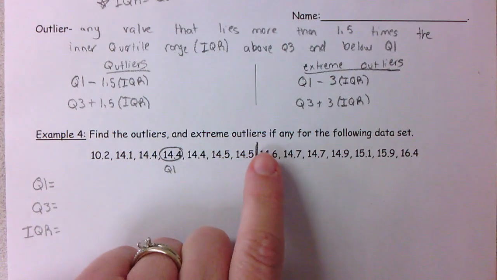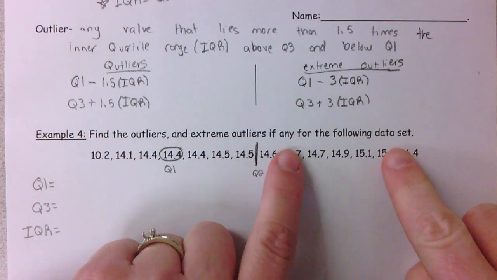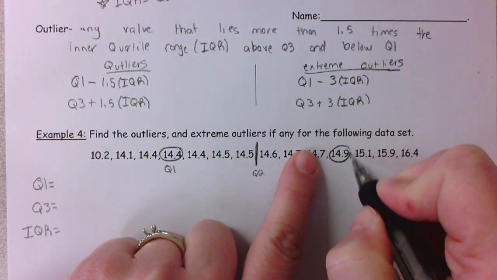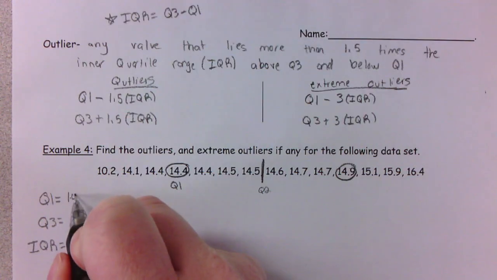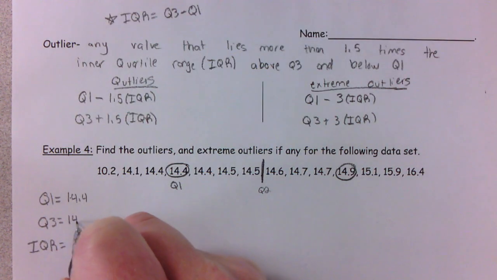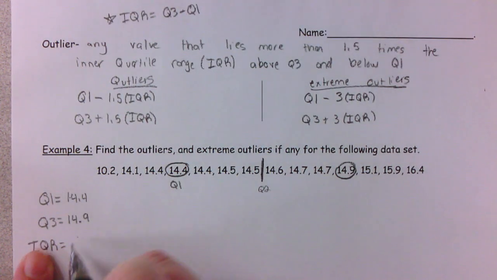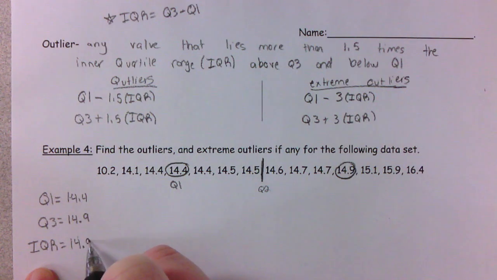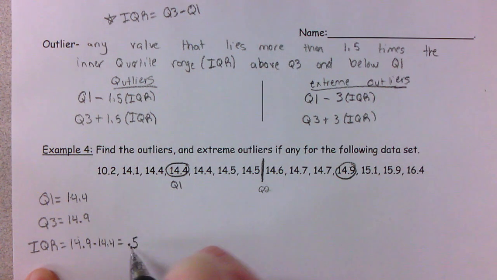And then I can find Q3 the same way, but I'm going to take the second half of the data. That's 14.9. To find the IQR, I just subtract those. 14.9 minus 14.4 equals 0.5.